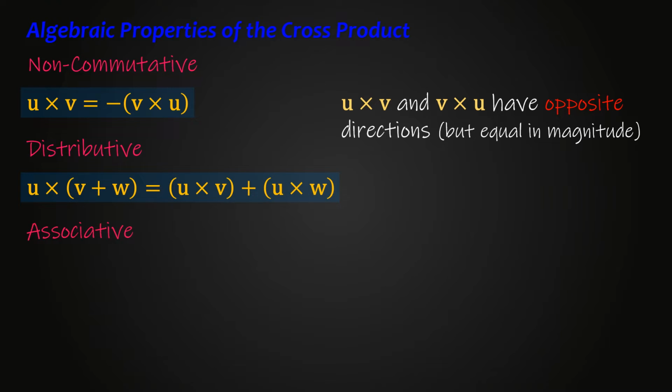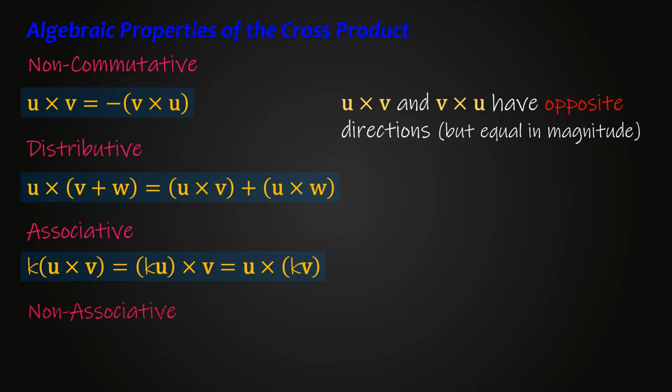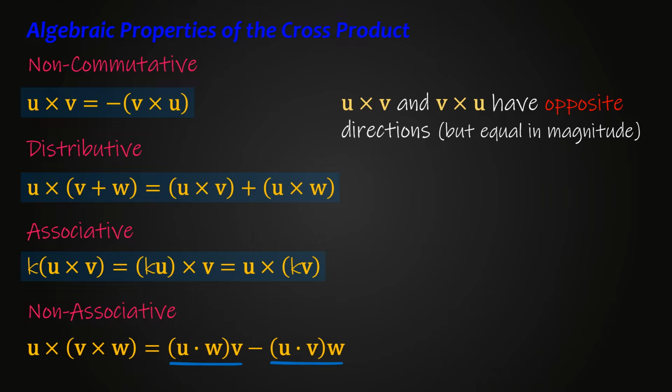Associative. The grouping of a cross product with a scalar does not change the result. However, the cross product is non-associative when involving three vectors. The cross product of u with the cross product of v and w is the difference between two vectors, the dot product of u and w multiplied to v minus the dot product of u and v multiplied to w.